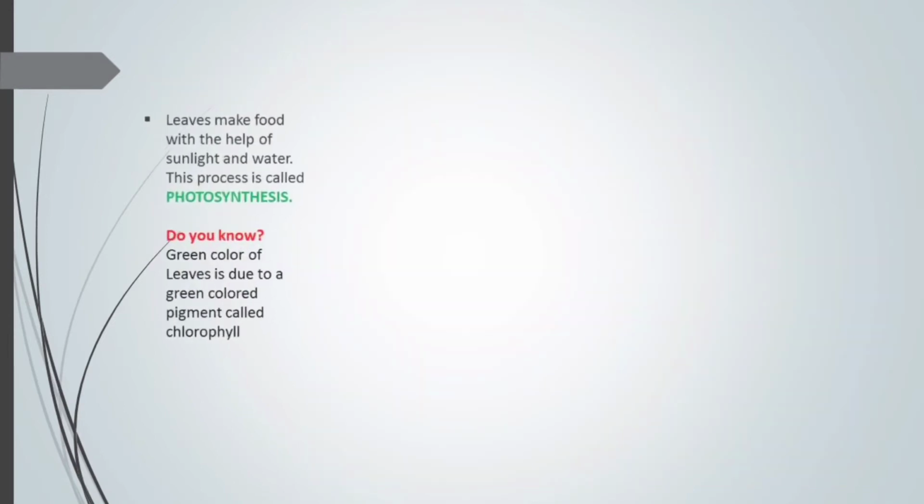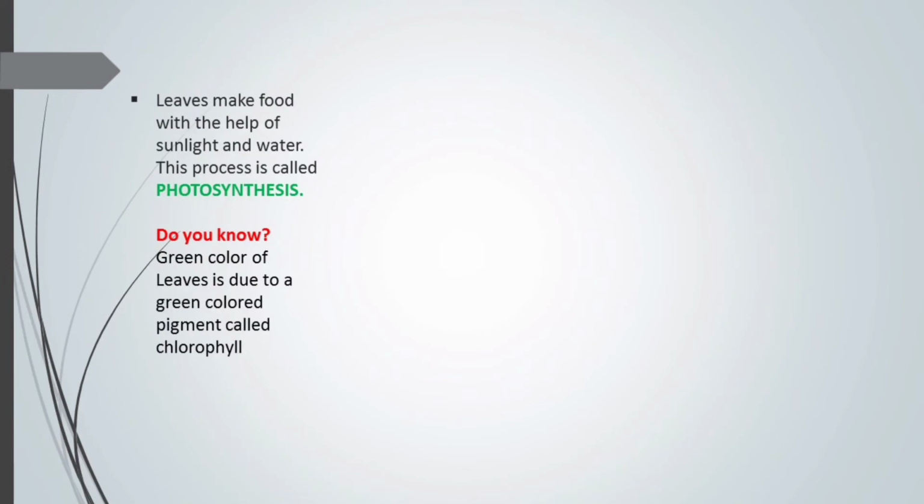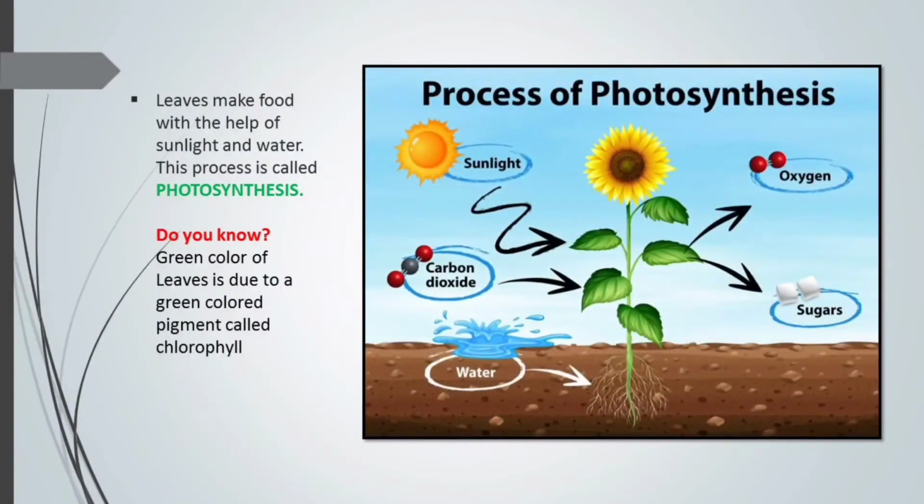Now, how do leaves make food for the plant? In the presence of sunlight, they use carbon dioxide and release oxygen and sugars as a byproduct. Sugar is the food for the plant. Water is also used in the process, and this process is called photosynthesis.